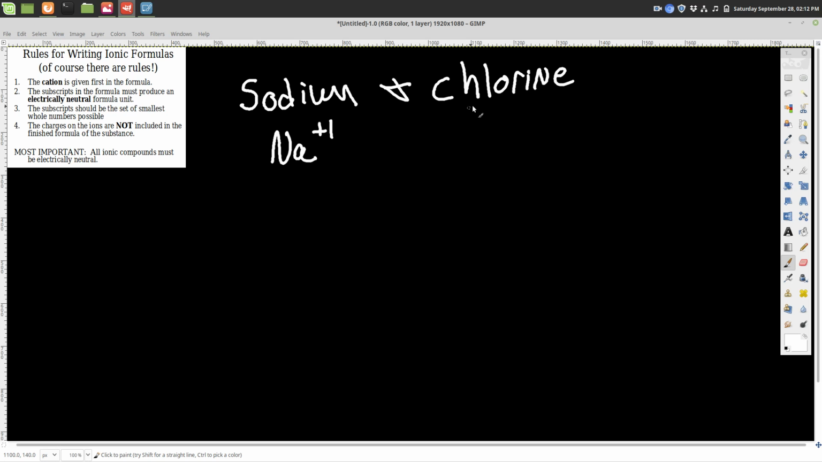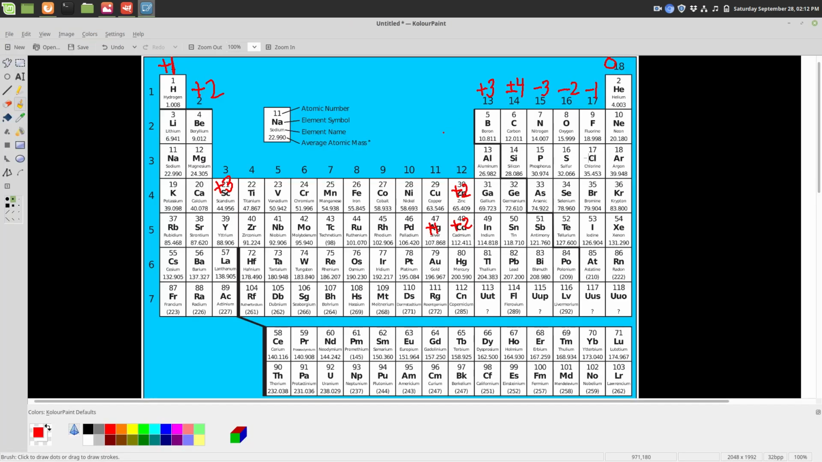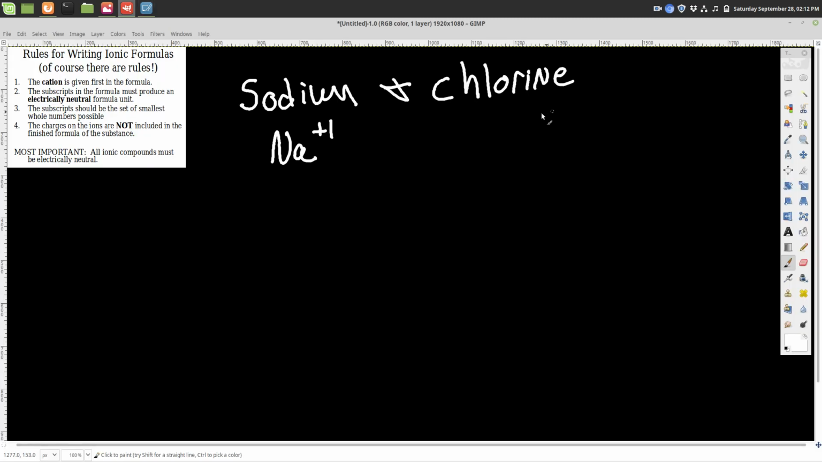Now, if you need the chlorine ion, it would be pronounced a chloride ion. You would write this. Notice that chlorine is in column 17. I've written a -1 charge above it. That's going to be the charge of that ion. So, Cl would be a -1 charge. Now, if you're trying to write this formula, this charge is a +1. This charge is a -1.